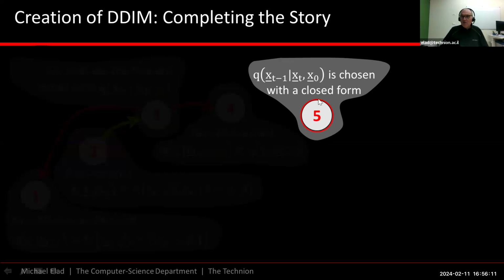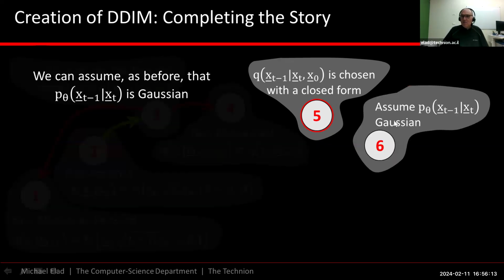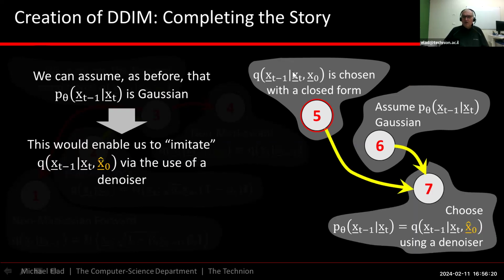Now that you know this equation, assume that p theta is Gaussian, and make it such that it is closest to this one. How? By matching the two moments. Copy the variance, because it's just a number. And copying the mean implies that you refer to x0 as something that you can take from a denoiser, and that's it. And this is your DDIM.